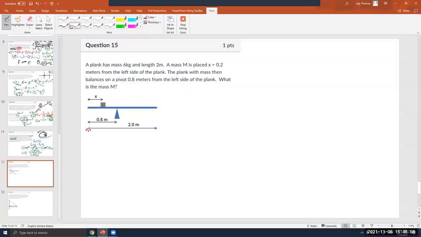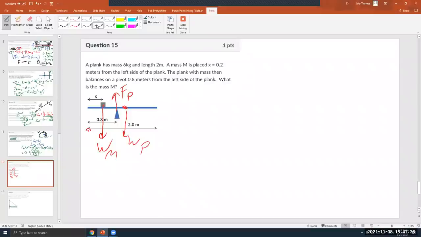What are our forces here? We have the weight of that block. We also have the force of the pivot, F sub P. We also have the weight of the plank itself. So we should have the weight of the mass M. Since the pivot is to the left of the center of mass of the plank, the actual weight of the plank will be to the right of that pivot. We'll talk about exactly where in just a second.